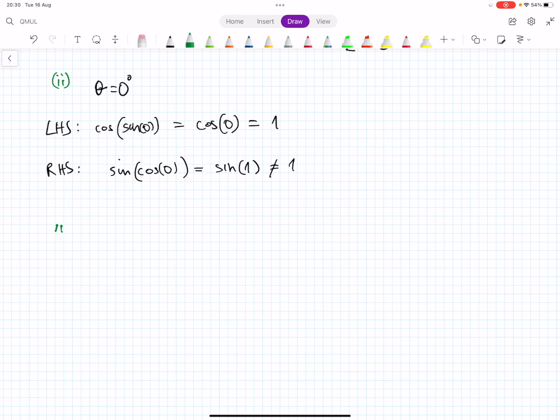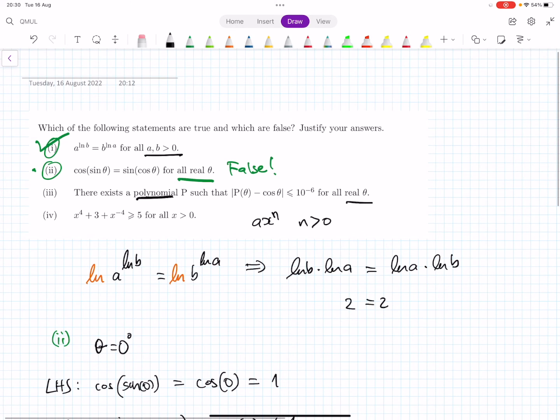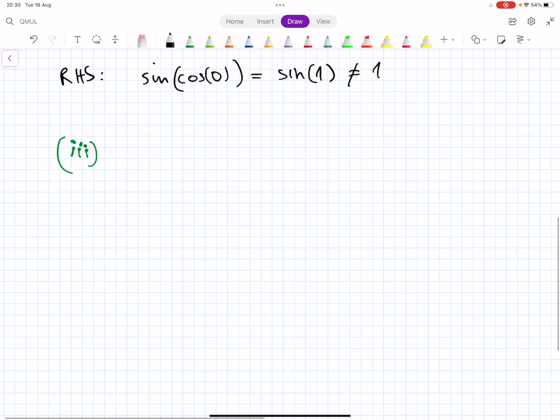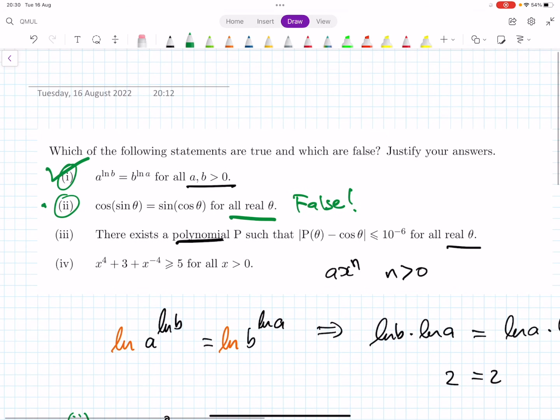So let's have a look at part 3. It says: is there a polynomial P of theta such that P of theta minus cos theta will always give you less than something? Well, no, let's not look at it. So the answer would be, this would be false as well.